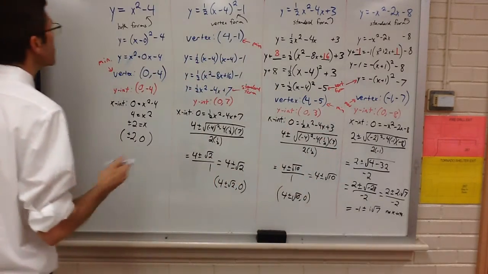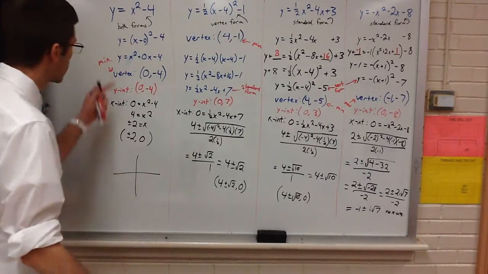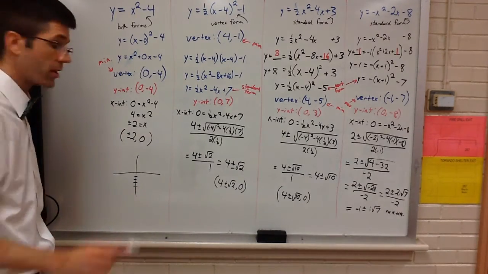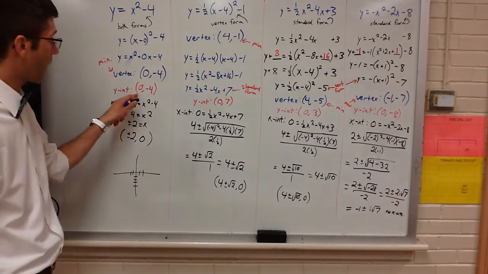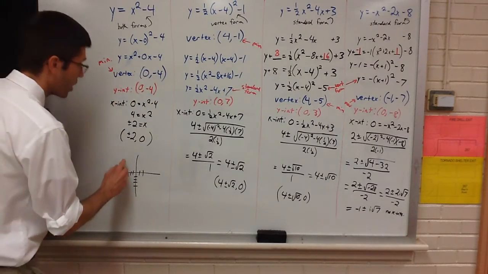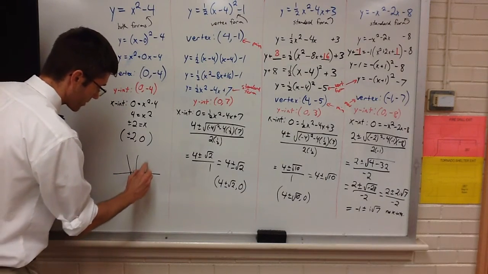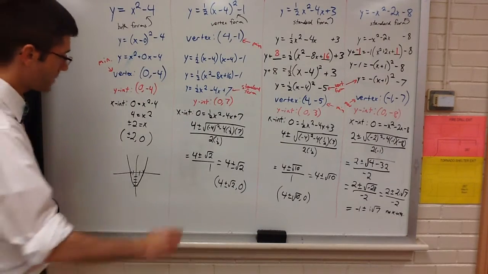Let me show you. Let's graph this one. Where's your vertex? Your vertex is at (0, -4). Where are your x-intercepts? -2 and +2. Your y-intercept is the same as your vertex. You know it opens up, so there it is. That's not a very pretty parabola, but that's pretty much what it is. All right, next one.